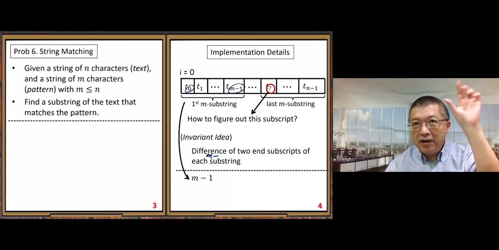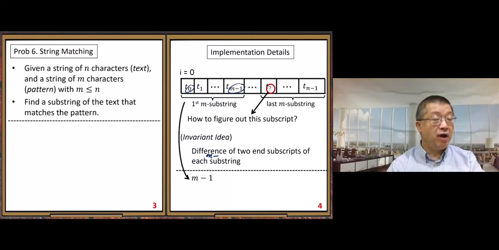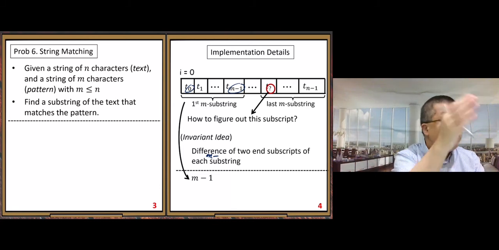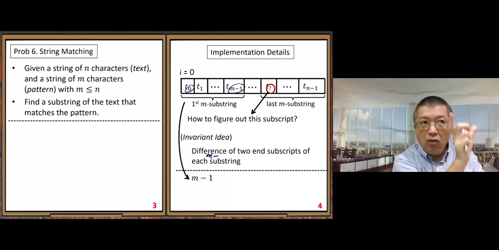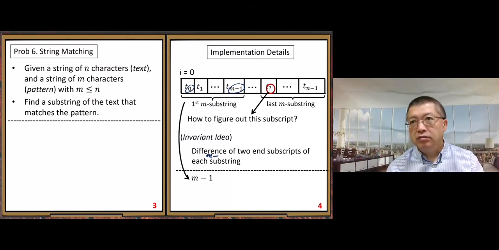So that same-number difference, we call it invariant. It never changes. When you move the location of the m substring, that difference never changes. That's the invariant. The substring is moving, changing, but one quantity never changes. That quantity is important. So using that invariant, we can figure out this question mark location.